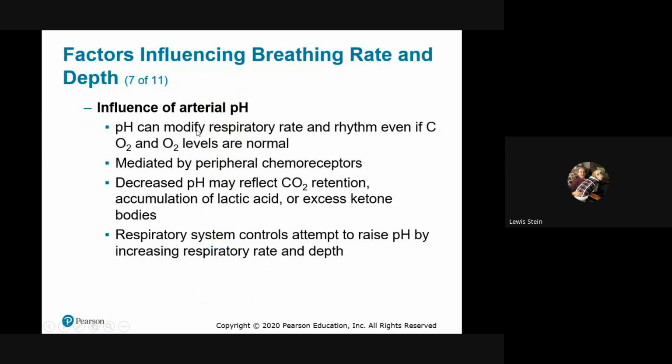Okay, arterial pH can modify respiratory rate. Again, chemoreceptors decrease it, may reflect CO2 retention. Lactic acid, ketone bodies. This is something that we'll see. This is a ketoacidosis in a diabetic. Conceivably could put, and we'll look at this a little bit. Typically, we see things like respiratory acidosis and respiratory alkalosis. Metabolic. This is what they're talking about here. Is metabolic acidosis, probably. The accumulation of lactic acid and ketone bodies would be a diabetic out of control.